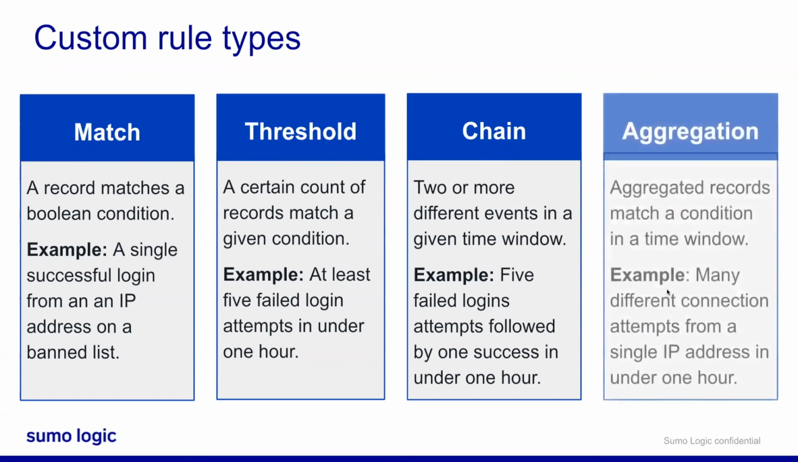Finally, there's aggregation rules. These are going to be triggered when up to 6 different events accumulate over time. For example, if you want a rule that looks for a large number of event types from a single device IP, then you would use an aggregation rule. Aggregation rules are not as common, but certainly worth telling you about.